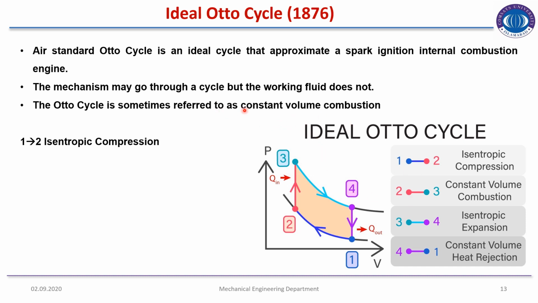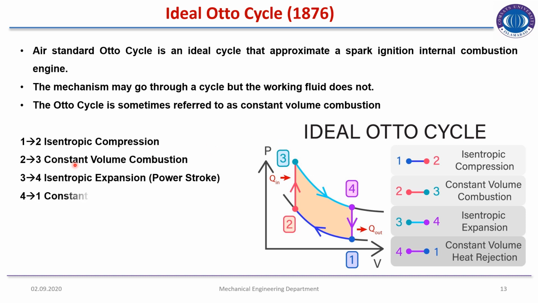So why is it called that? Like other processes, like Carnot, it also has four different processes. Process 1 to 2 is isentropic compression, process 2 to 3 is constant volume combustion, process 3 to 4 is isentropic expansion, that is the power stroke, and process 4 to 1 is constant volume heat rejection. Because two of the processes are constant volume or isochoric, that is why the Otto cycle is also known as constant volume combustion.